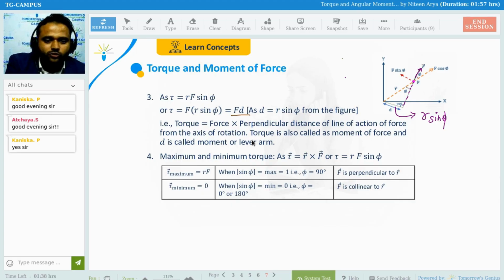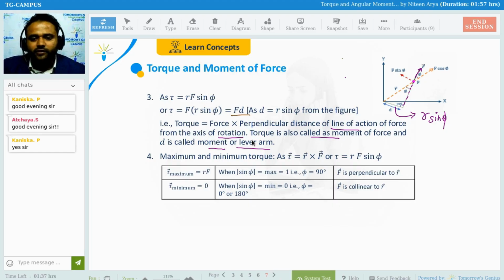Clear everyone? So torque is force into the perpendicular distance of the line of action, because this is the line of action of force, from the axis of rotation. This is your axis of rotation. Torque is also called the moment of force, and d is called the moment or lever arm. So in questions, if you get this particular word moment or lever arm, you get to know that it is d, basically r sine phi. So directly you can multiply with the force. Or if you get the moment of force, basically it is torque.